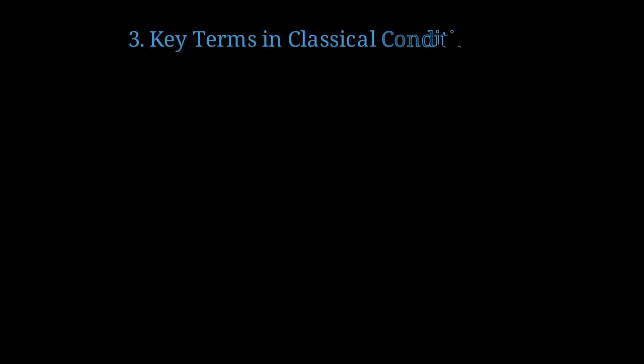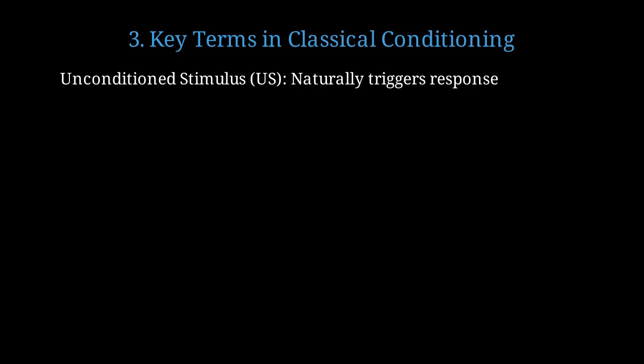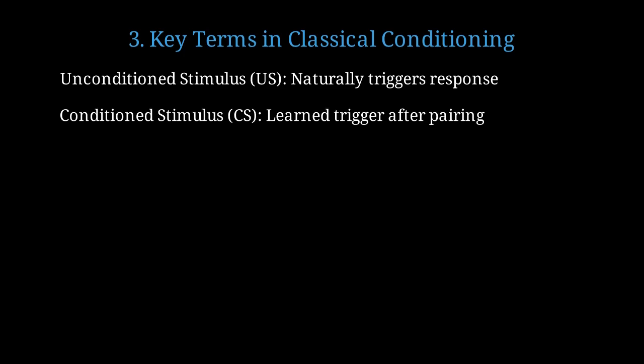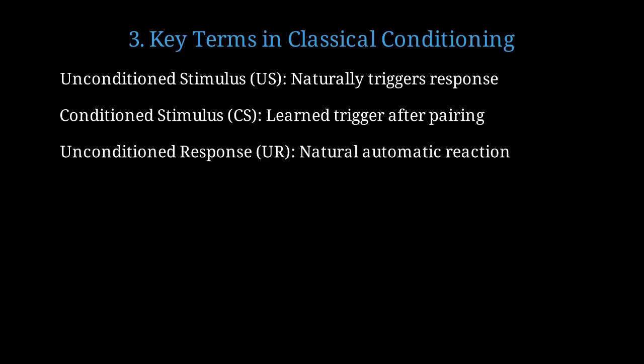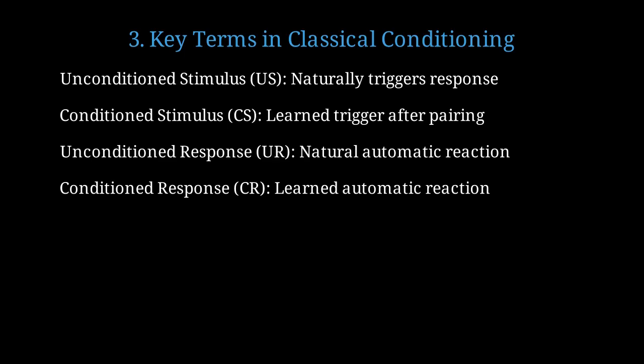Let's understand the key terms used in classical conditioning. The unconditioned stimulus naturally triggers a response without any learning, like food causing salivation. The conditioned stimulus is a previously neutral trigger that causes a response after being paired with the unconditioned stimulus. The unconditioned response is the natural automatic reaction to the unconditioned stimulus. The conditioned response is the learned automatic reaction to the conditioned stimulus.